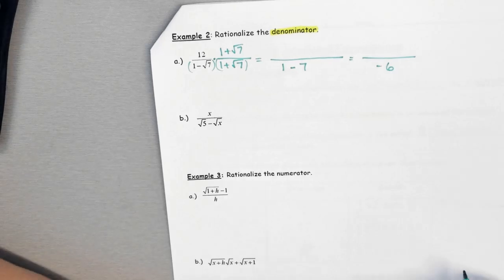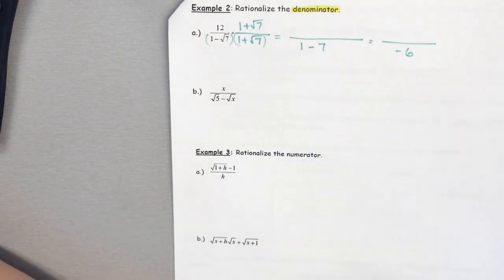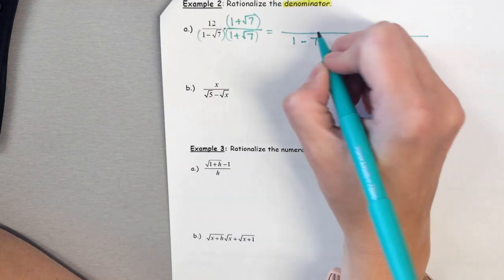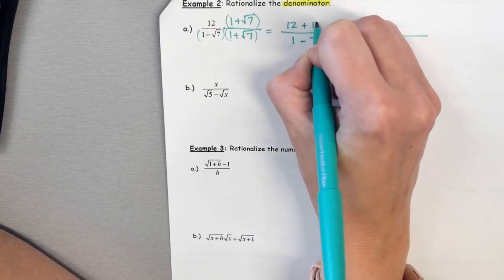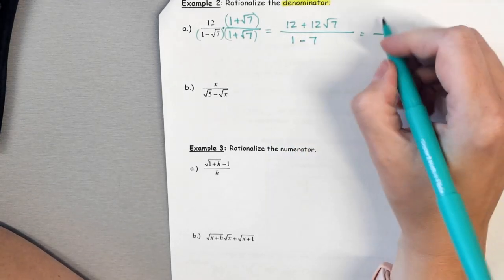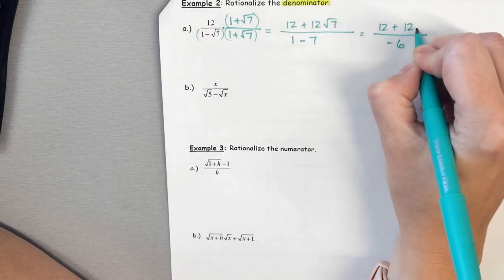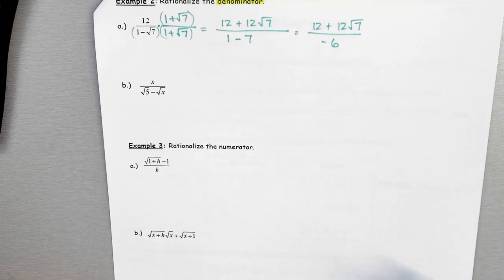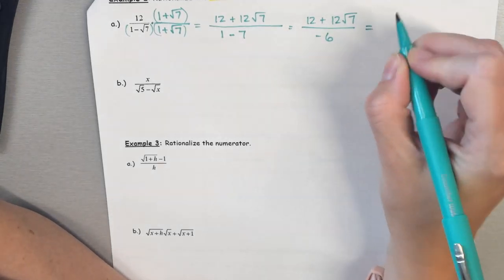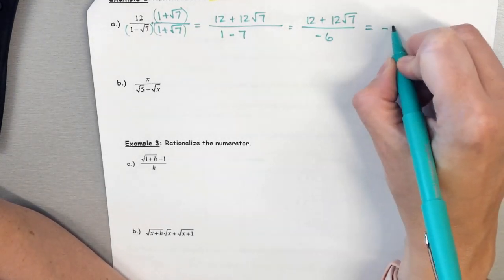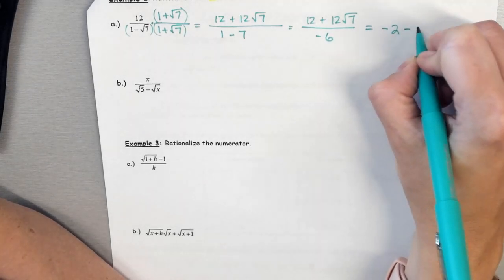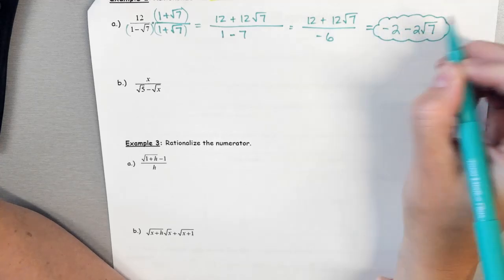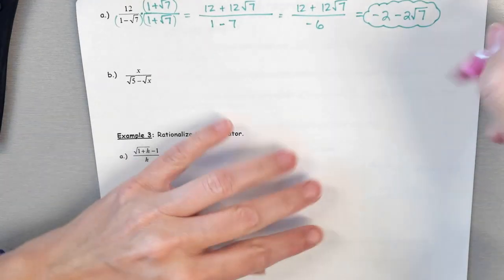Okay, and then we are always going to be simplifying these as well. When you have just one number, you distribute. So 12 times 1 is 12. 12 times root 7 is 12 root 7. So what you have to do is divide both of these by negative 6. Okay, so you want to write these as two terms. So 12 divided by negative 6 is negative 2. And this would be negative 2 root 7. This is going to be your final answer. Okay, so you always have to simplify.